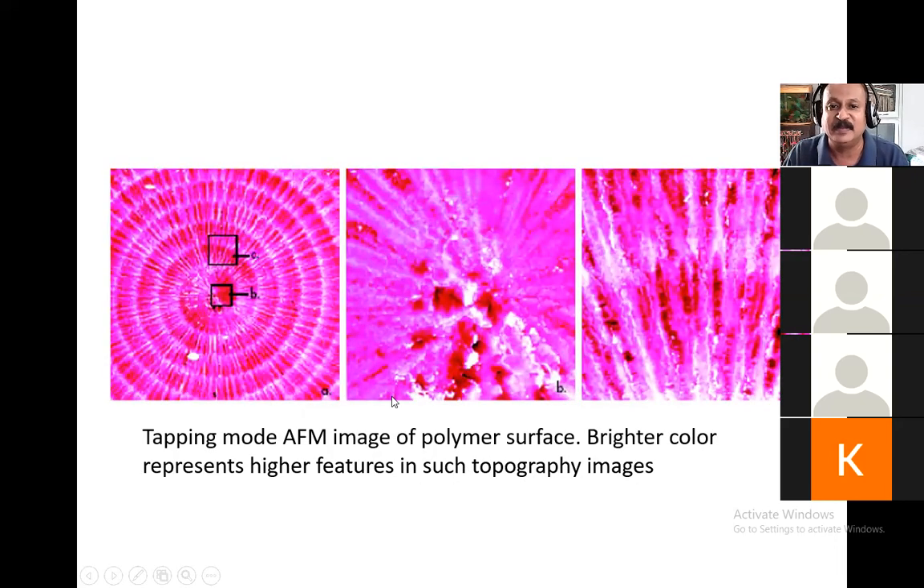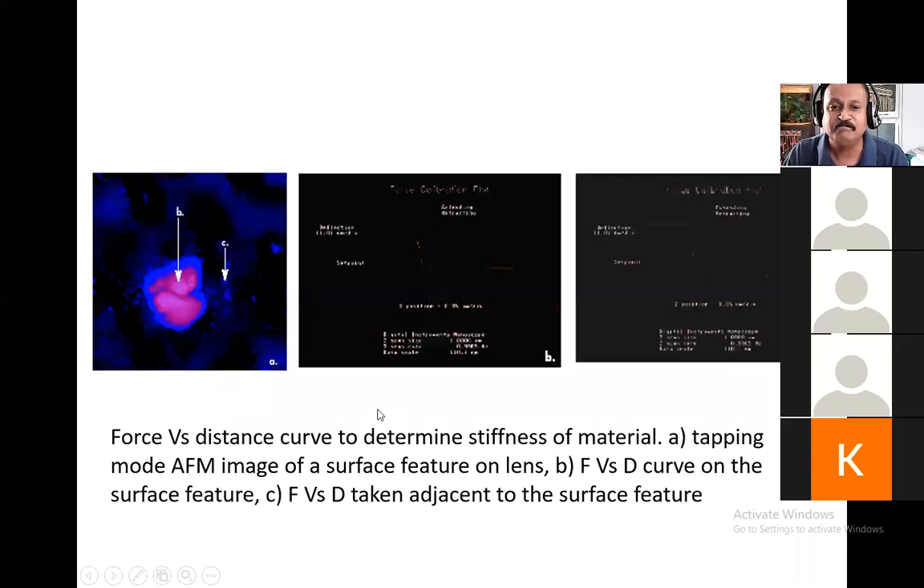I'll go to the next slide. Force to distance curve. Now this is again an important feature, where you can actually touch the surface with the probe. A particular surface can be touched with a probe like this. And then just imagine that I can press the surface and then I can release the probe, and then I can monitor how much time it takes for that particular surface to regain the normal shape.